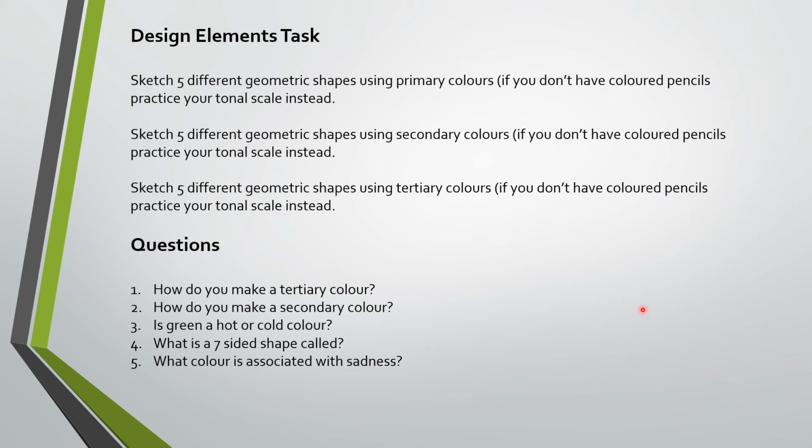After that, I'd also like you to do the exact same: sketch 5 different geometric shapes. This time you're wanting to use secondary colours. Then sketch 5 different geometric shapes using tertiary colours. So at the end of this, you should have 15 different geometric shapes, and I would like 5 of them to be coloured in with primary colours, 5 of them with secondary colours, and 5 of them with tertiary colours. And remember, if you don't have a coloured pencil, you can practice the tonal scale.